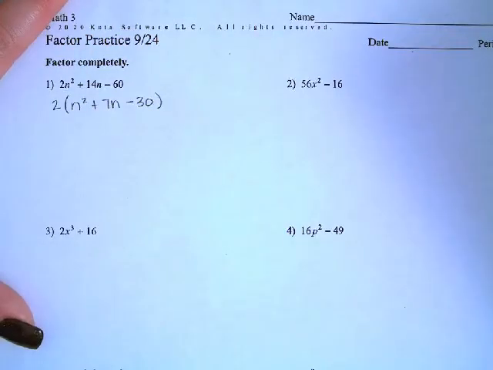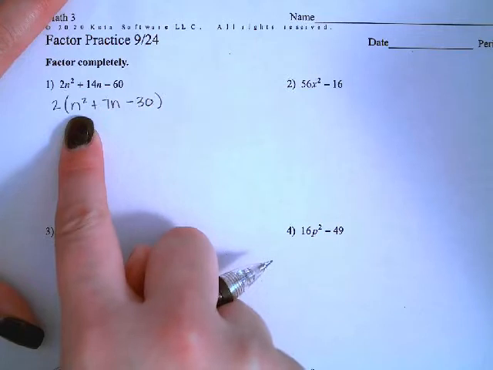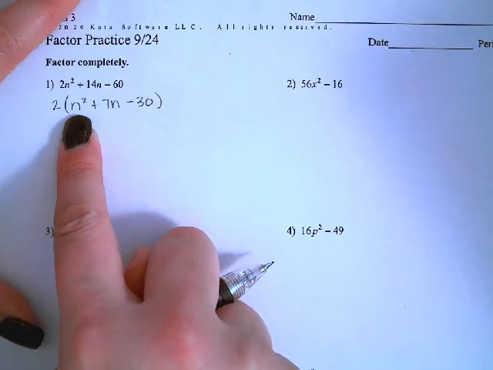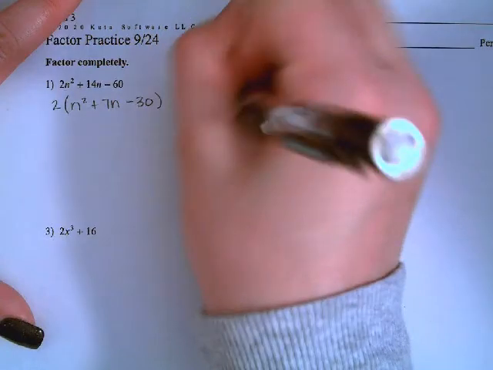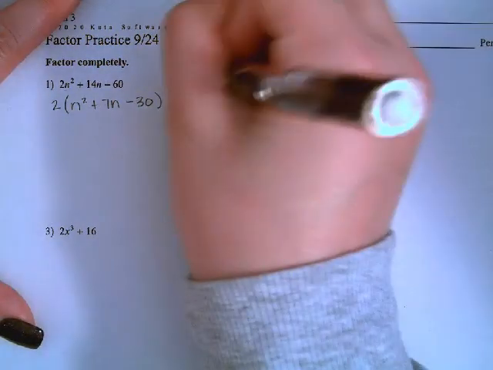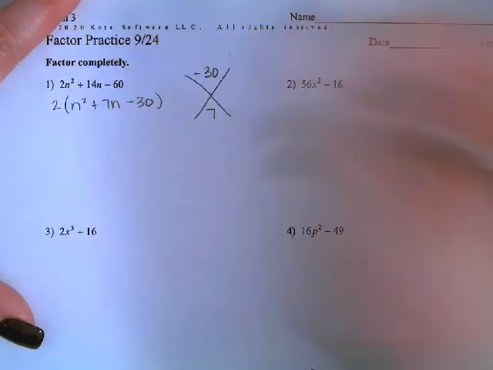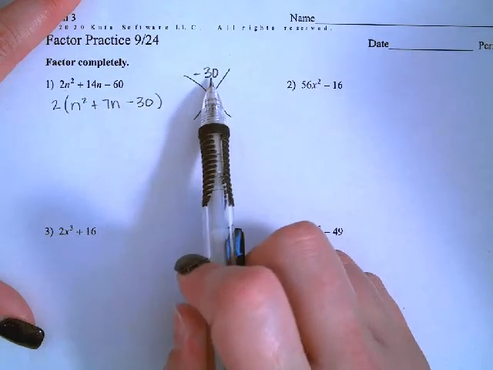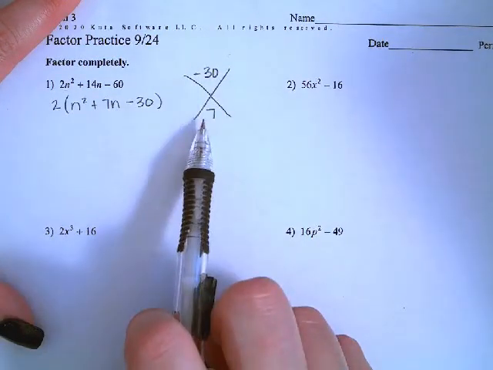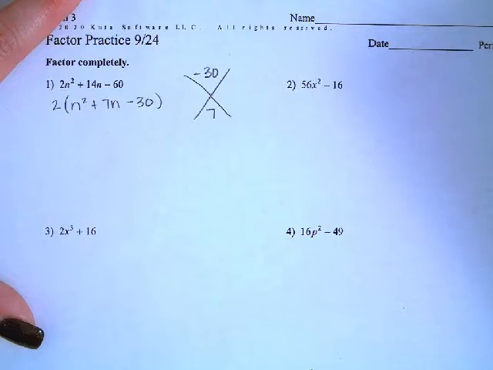Once I've done that, I can see that the n squared is all by itself. There's no number with it, which means that it is just a regular trinomial. It does not need to use the slide divide method. So negative 30, positive 7: we are choosing two numbers that multiply to negative 30 and add to positive 7. I'll let you go ahead and finish that one.